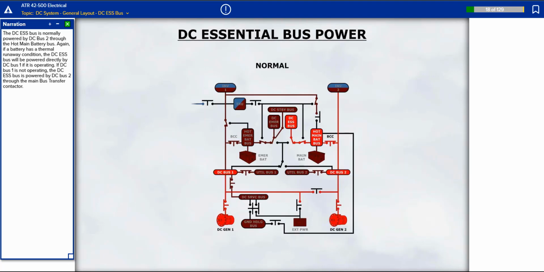The DC essential bus is normally powered by DC bus 2 through the hot main battery bus. Again, if a battery has a thermal runaway condition, the DC essential bus will be powered directly by DC bus 1 if it is operating. If DC bus 1 is not operating, the DC essential bus is powered by DC bus 2 through the main bus transfer contactor.